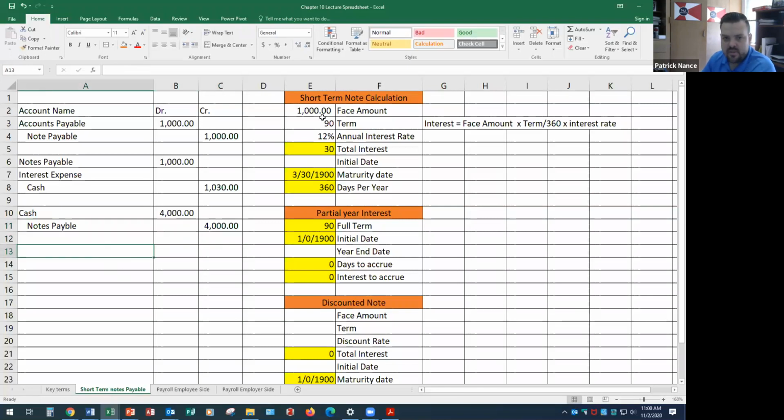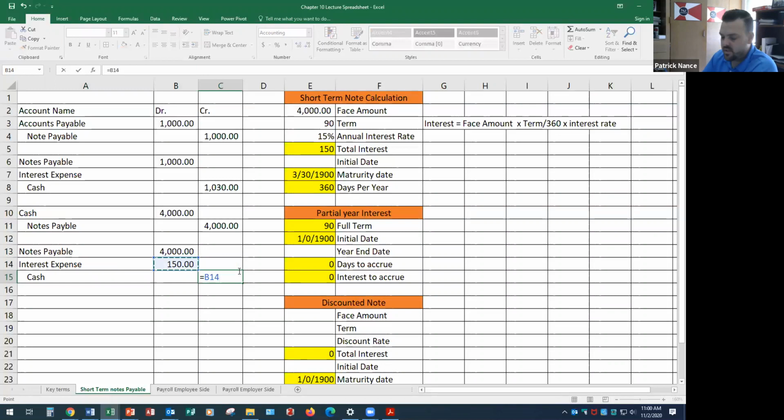When I actually pay it, there's going to be some interest. So I'm going to plug this back into my calculator: $4,000, a 90-day term, 15% interest. So I'm going to owe a total of $150. When I actually pay this off later, I'm going to debit notes payable for $4,000 to get rid of the note payable so I no longer owe them that money. I'm going to debit interest expense for the interest of $150. And I'm going to credit cash, because this is how much cash is actually coming out of my pocket, for the total of those two, $4,150.